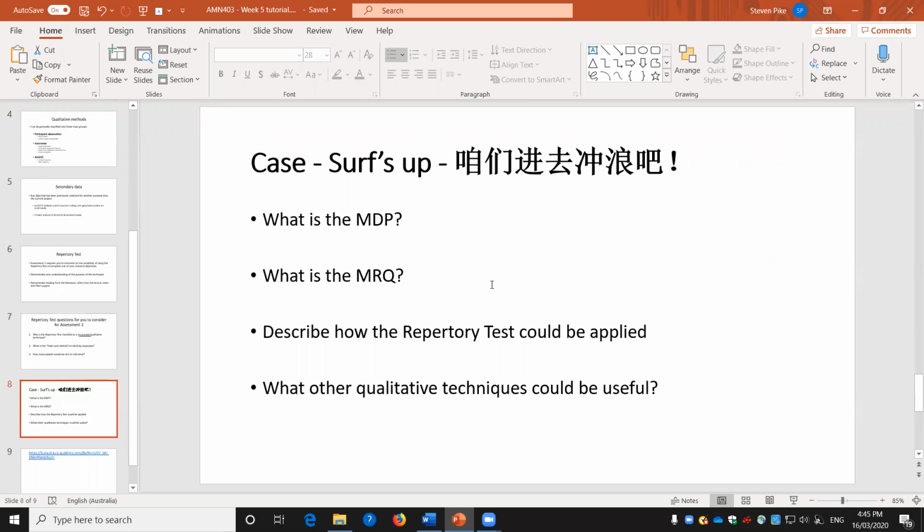And then in the classroom, we would ask everyone to work together in groups to discuss what their feeling is on the MDP. We'd then have a class discussion on that, then go back to the groups, get them to think about what the marketing research question is, and so forth.